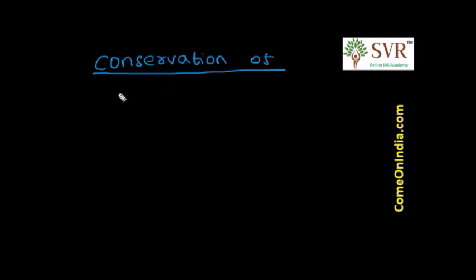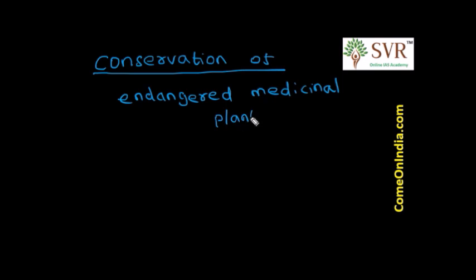Next, we will discuss an important topic. You heard about biodiversity hotspots and so on, endangered animals, endangered plants and so on. Also, you may have heard about medicinal plants from which we are producing some important medicines. What are all the important steps taken by the Government of India to conserve the endangered medicinal plants?